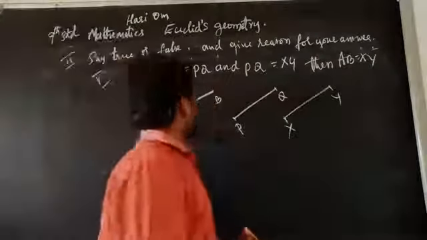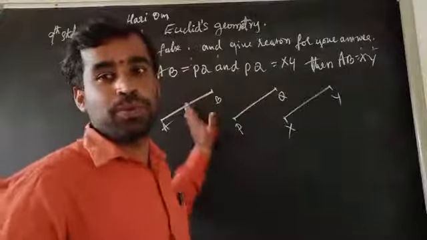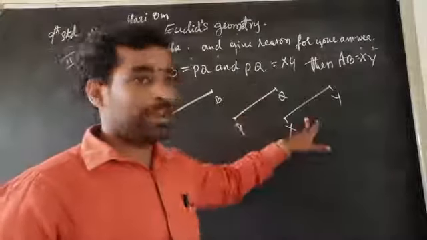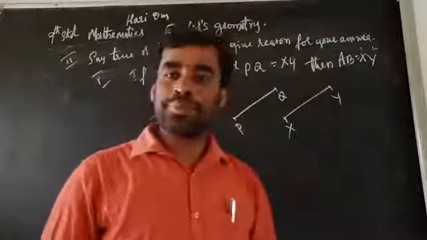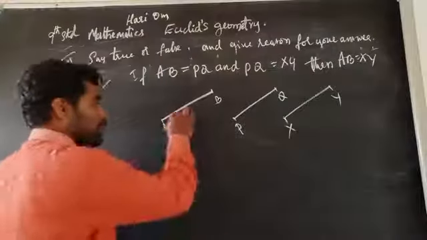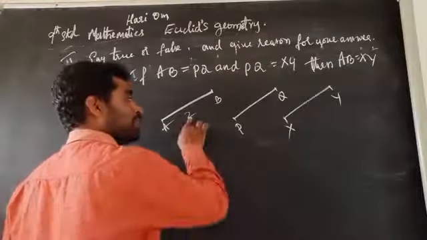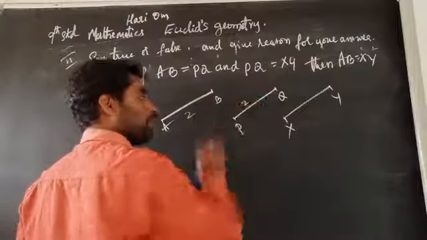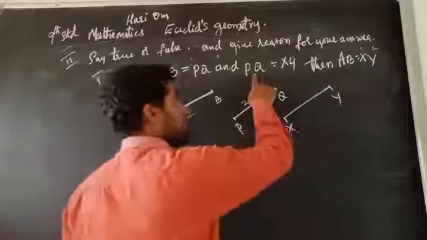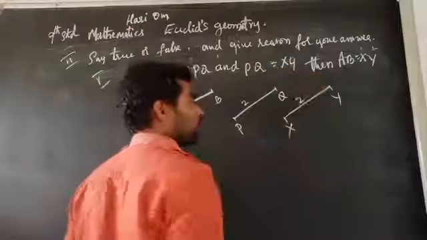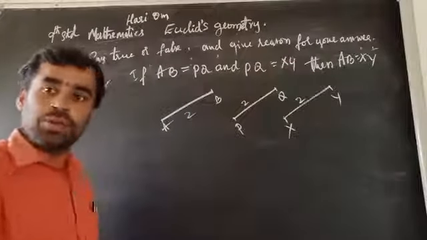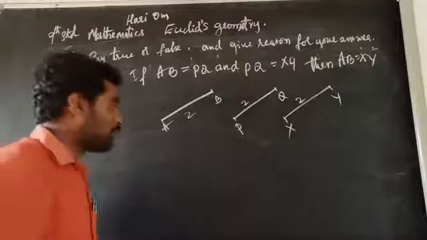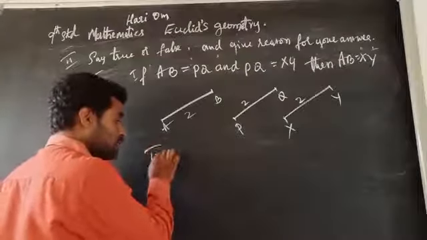This was some basic question. If AB is equal to PQ, PQ is equal to XY, then XY is equal to AB. Is it correct or wrong? Suppose you take the measurement of AB equal to 2 centimeter, the length of AB is equal to what? PQ, which is equal to what? 2 centimeter. And PQ is equal to what? XY, which is equal to 2 centimeter. Therefore, XY should be equal to what? AB. They are equal to what? 2 centimeter. So, the answer is true.